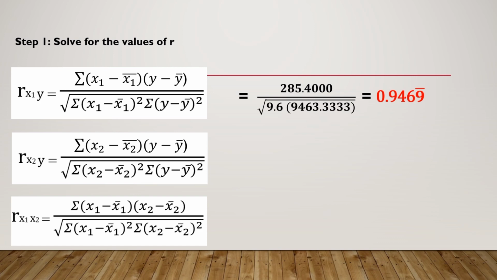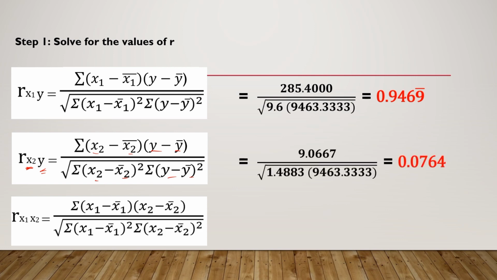Then for Rx sub 2y, so in order for you not to be confused when computing, you just have to take a look at the subscript. So we have x sub 2 here. So all your variables should be in x sub 2 and y. So this one is in y. Then substitute the values that we got from the table. We'll have 0.0764. Then for Rx sub 1 x sub 2, this is in terms of x sub 1 and x sub 2. So we have negative 0.0794.